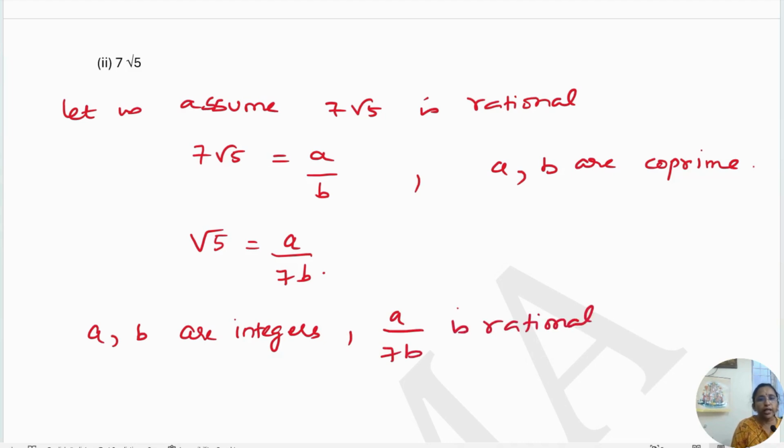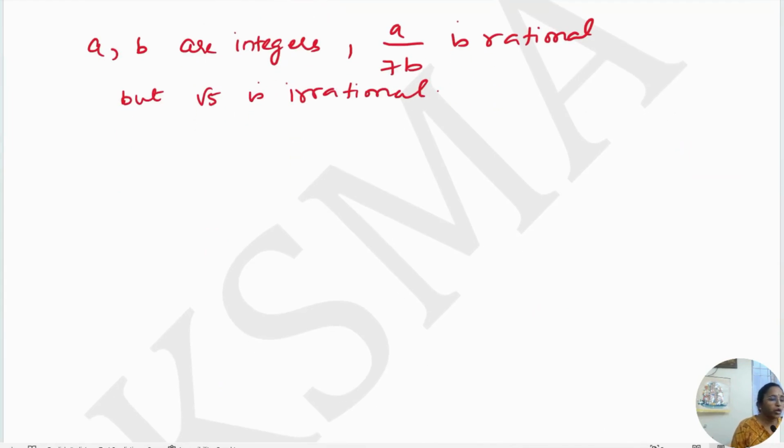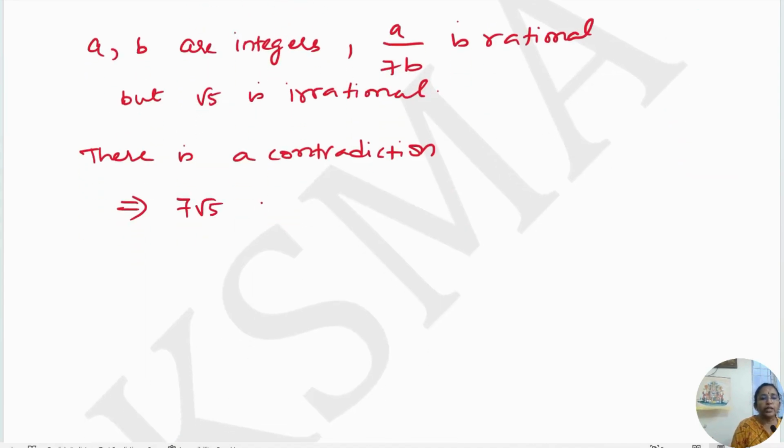But the left hand side, root 5, is irrational. So here in between we are having the equal sign. There is a contradiction. This contradicts our fact. Hence you can declare that 7 root 5, that is our question, is an irrational number. Hence proved.